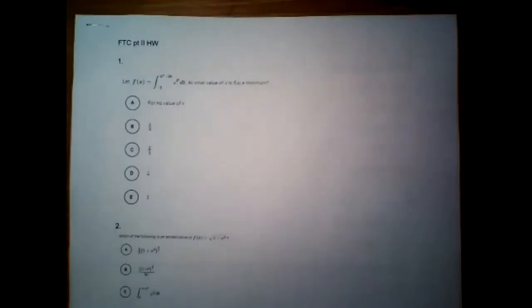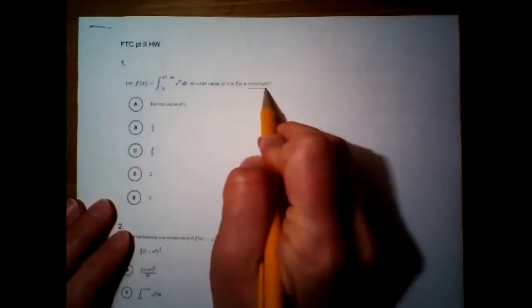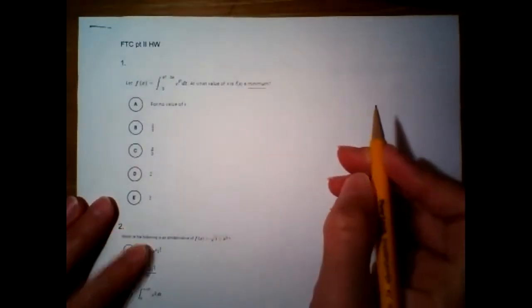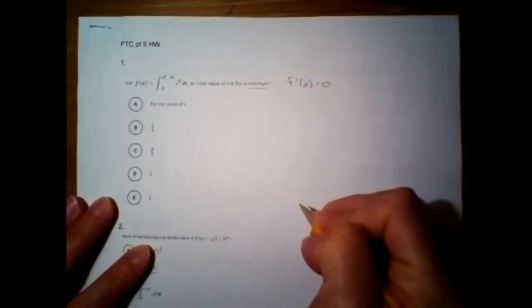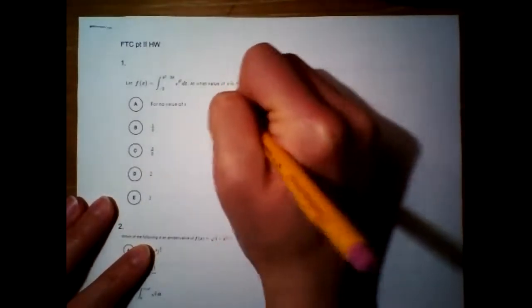For this first one, and for almost all of these, your function is going to be in terms of an integral. That's what I was teaching you last time. This is your accumulation function. All right, so we have f of x equaling that thing. It says, where is f of x a minimum? Maximums and minimums come from critical points, and that is derivative equals 0. So we're going to get the derivative and set it equal to 0.